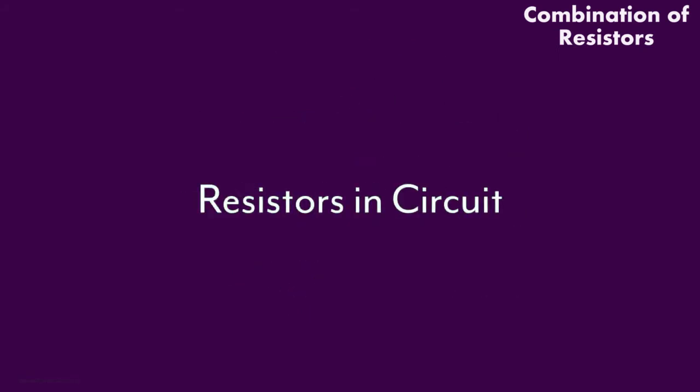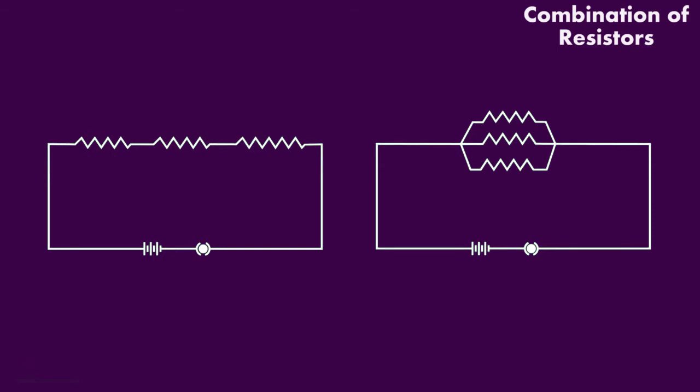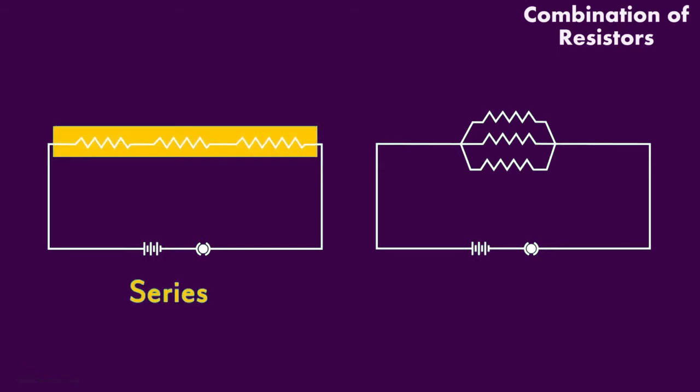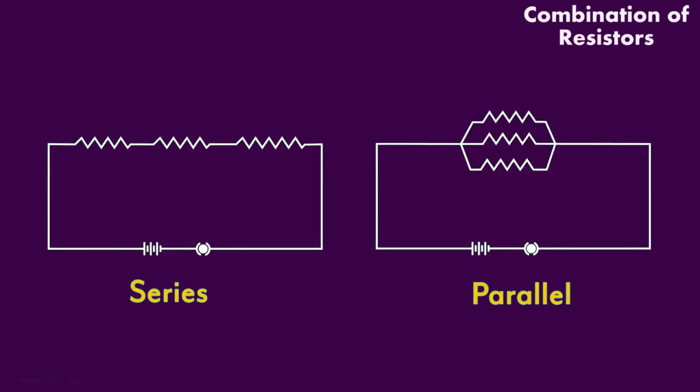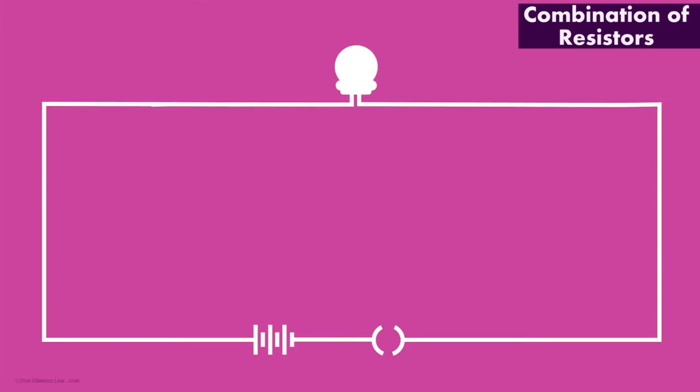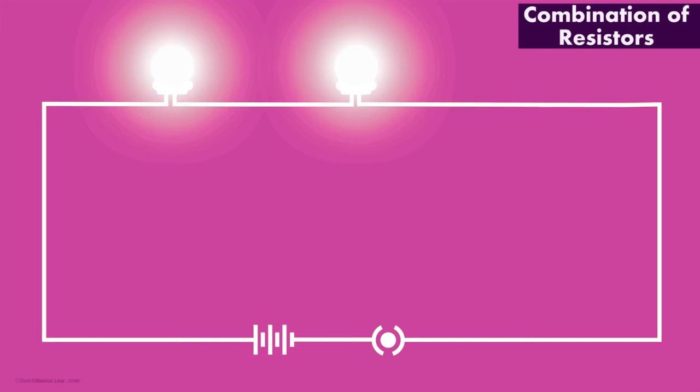If you want to see the resistors in a circuit, they would look like this. These 3 resistors are in series and these 3 resistors are in parallel. Let's see some practical examples. Take this circuit for example, in which one bulb is acting like a resistance. Once the circuit is complete, you will see that the light glows brightly. Now let's add another bulb in series and see what happens. We close the circuit and notice that the brightness of each bulb has reduced, and if we add one more bulb, the brightness will reduce even more.